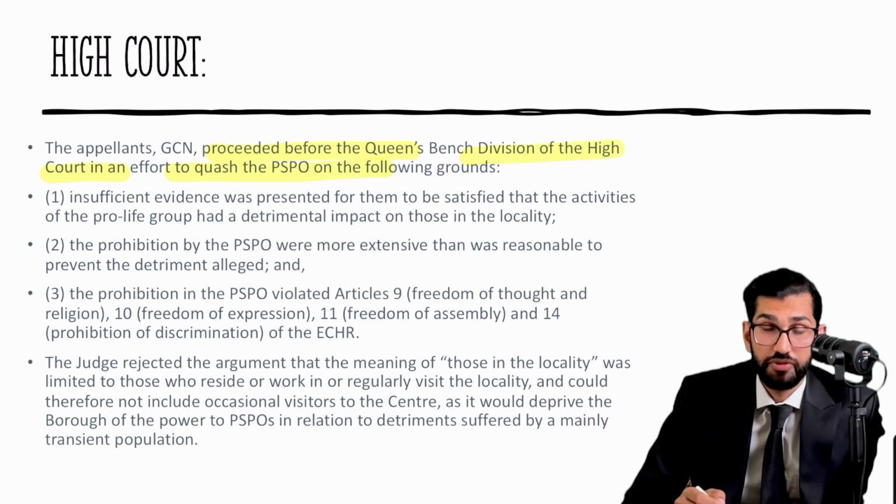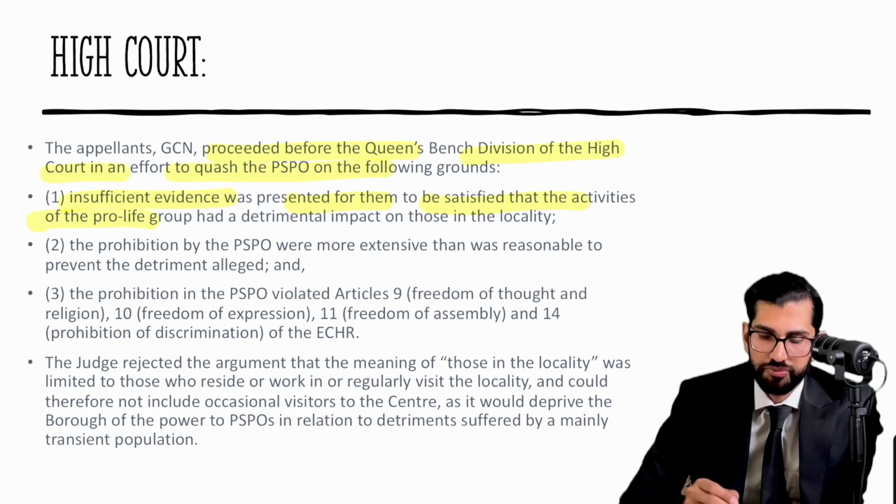Firstly, before the High Court, they claimed that insufficient evidence was presented to be satisfied that the activities of the pro-life group had a detrimental impact on those in the locality. Secondly, the prohibition by the PSPO was more extensive than was reasonable to prevent the detriment alleged. And thirdly, the prohibition in the PSPO violated Article 9, freedom of thought and religion, Article 10, freedom of expression, and Article 11, freedom of assembly, and Article 14 was also engaged as prohibition of discrimination under the ECHR.